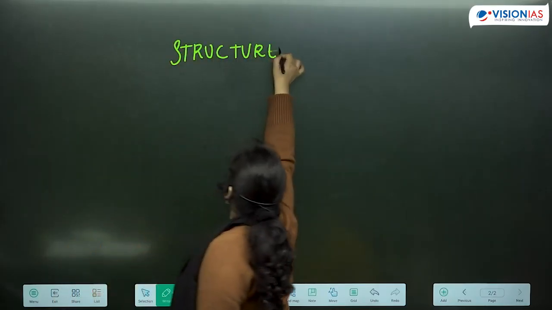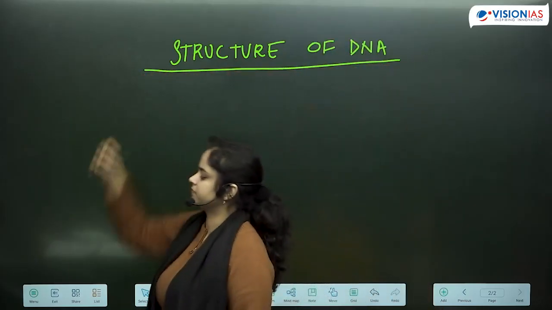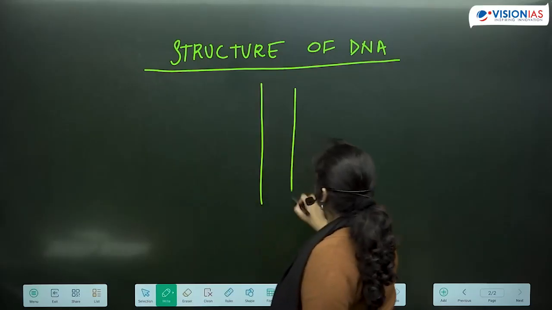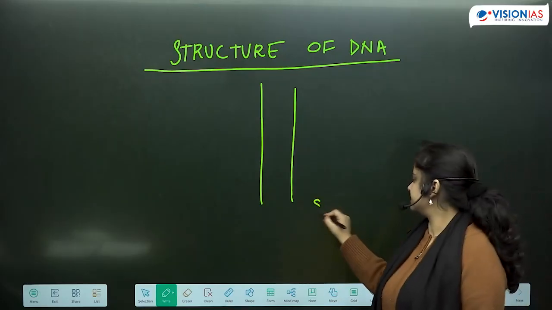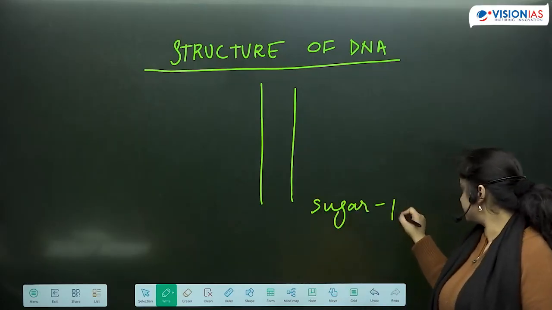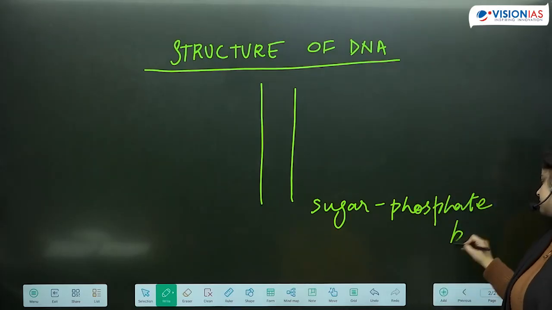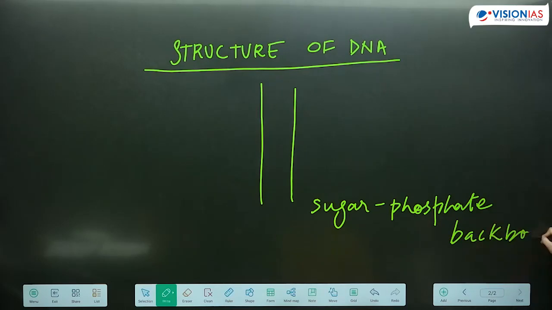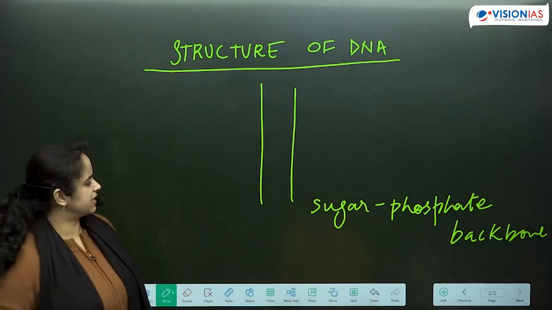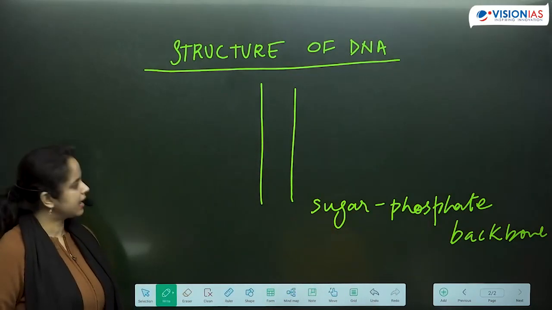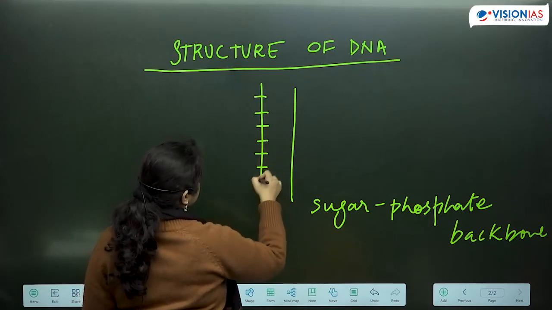So if we look at the structure of DNA, we say we have a double-stranded structure. So these are the two strands. When we examine them, we find that the base of these two strands is made of sugar and phosphate. So we call this the sugar-phosphate backbone. The two strands, their base is made up of the sugar and phosphate, and in between this, you will have nitrogenous bases being present.